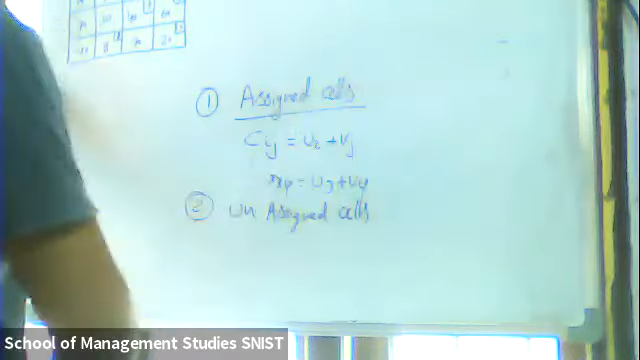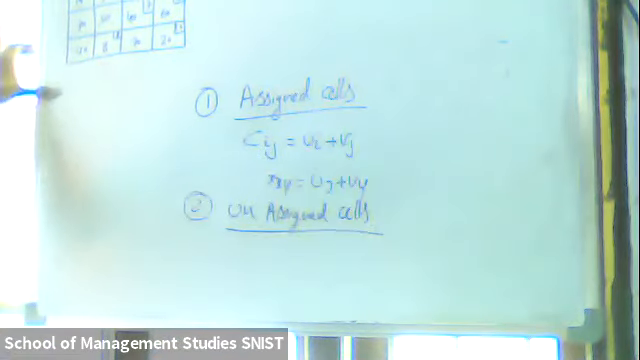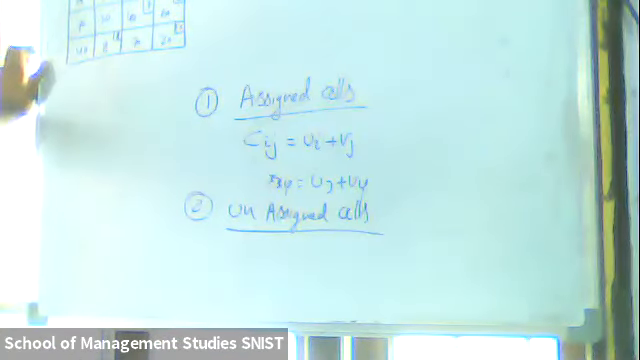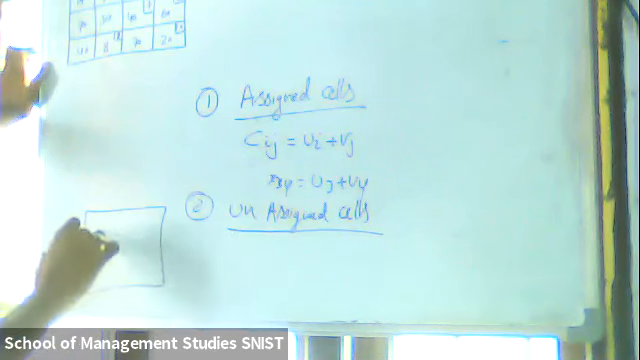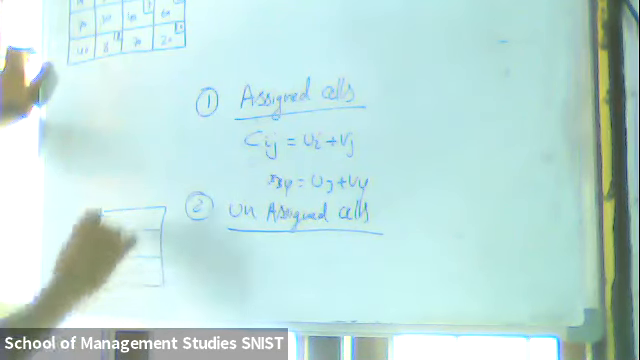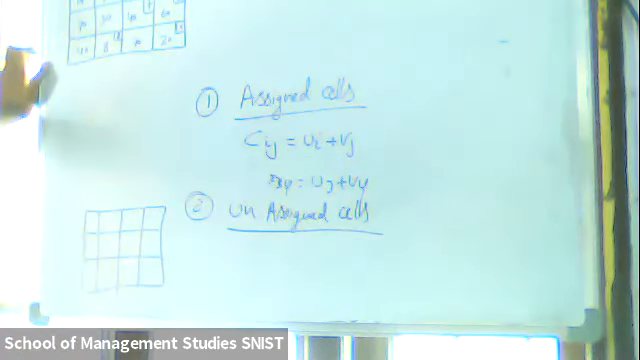Unassigned cells. As of now, we calculated the assigned cells. After that, you have to calculate the unassigned cells' values. The unassigned cells are in 3 rows and 4 columns. Now can any one of you please tell me the unassigned cells?